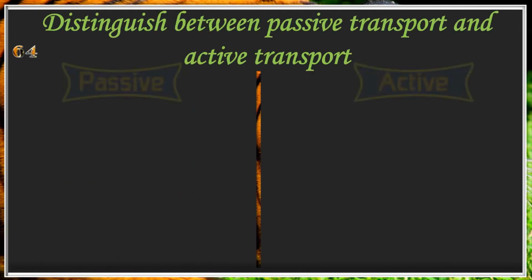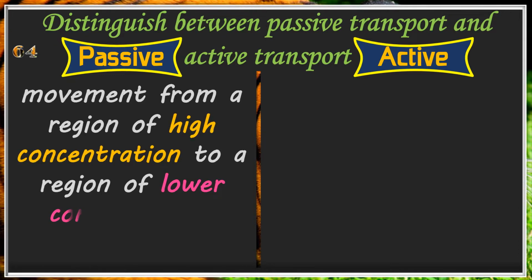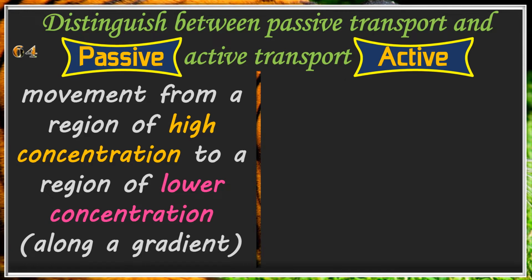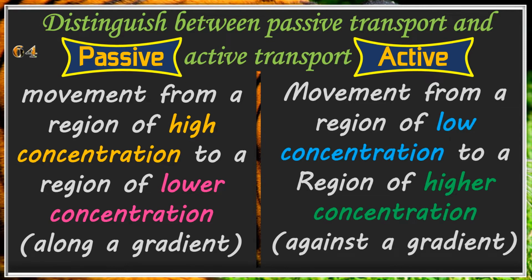Distinguish between passive transport and active transport. Let's start with the passive. Movement from a region of higher concentration to a region of lower concentration along the gradient. That is passive transport. Active. This is the movement from a region of low concentration to a region of higher concentration. And it is always against the concentration gradient.